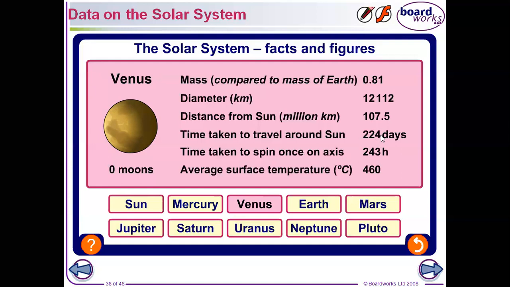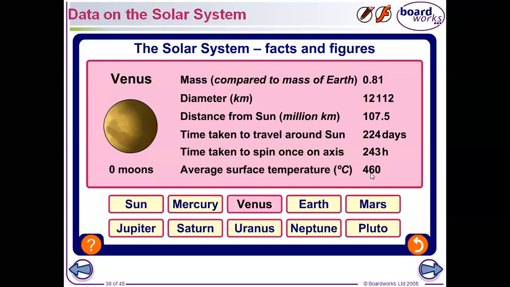And for it to move around the sun, it's also very slow. It takes 224 days, but not as slow as when you compare to Earth. Okay, faster than Earth. The average surface temperature is about 460 degrees, which is the hottest you can find as far as planets are concerned. Venus is the hottest known planet.